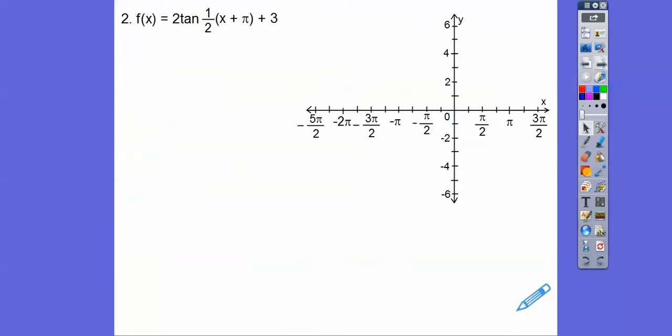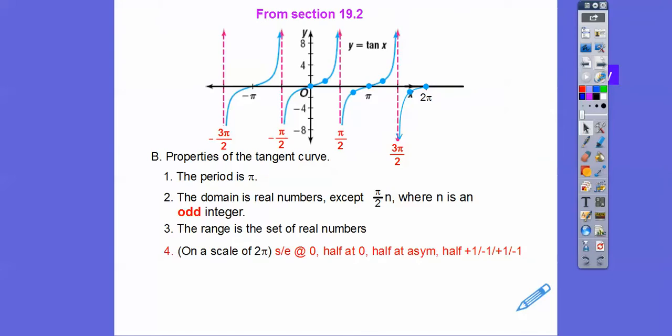All right, so let's look at this rascally rabbit. Remember now tangent, every tangent period is in 1 pi. But anyway, the tangent is on a scale of 2 pi. It starts and ends at 0. Halfway has asymptotes, and then it goes +1, -1, +1, -1. So from here to here, there's 1 period in just pi.